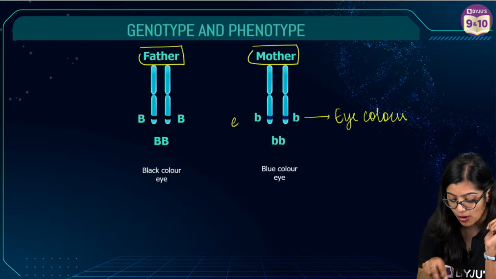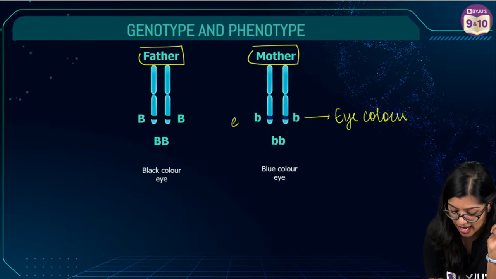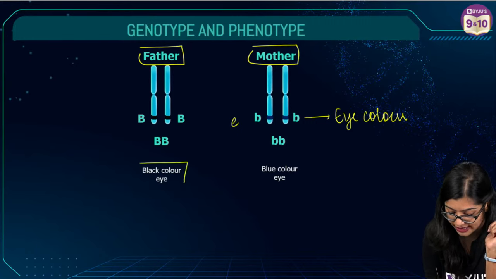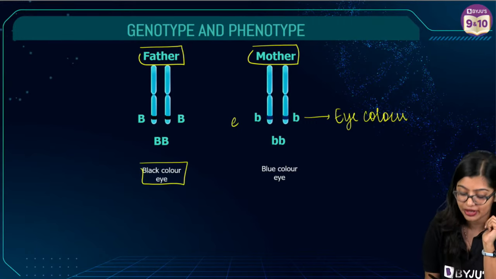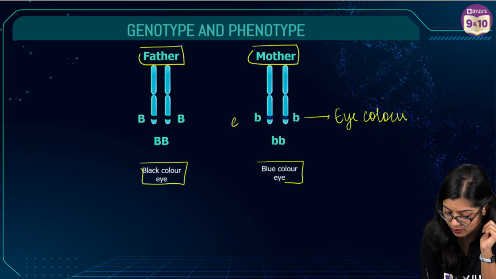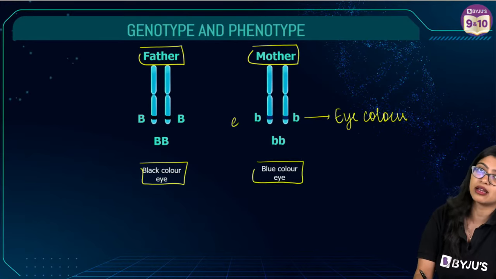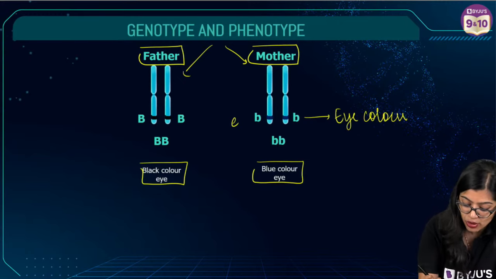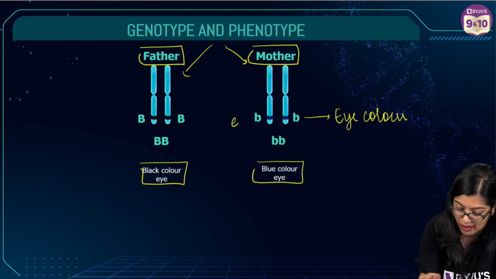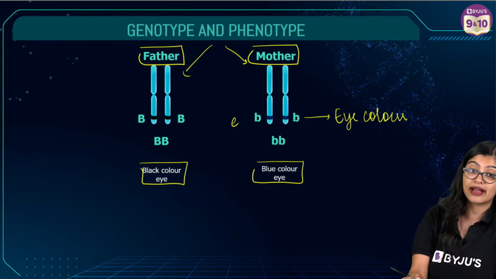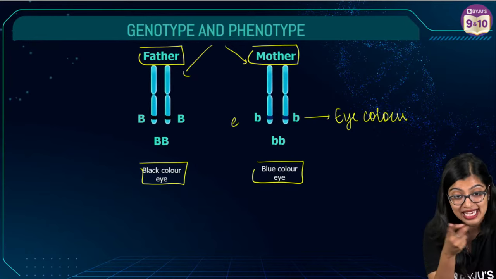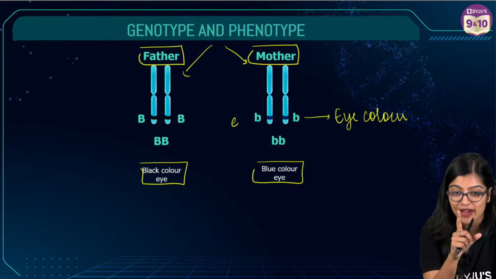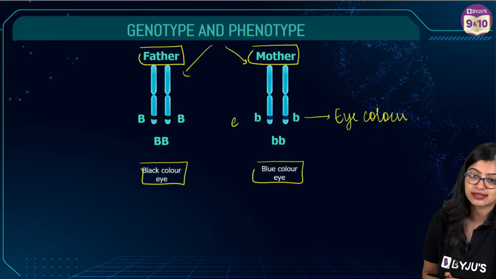Now in the father, what do we observe? We see that the father is having an alternative form where he is showing black eye color, right? While the mother here is having another form, which is blue eye color. So now these are the alternative forms, right? So individually, if I talk about it, black eye color, brown eye, blue eye color, they are all being coded. Yes, black and blue are the alleles. Very good. They are the alleles, right?